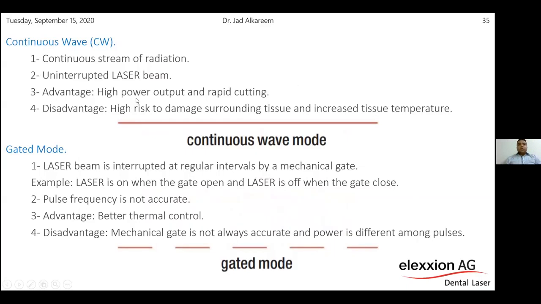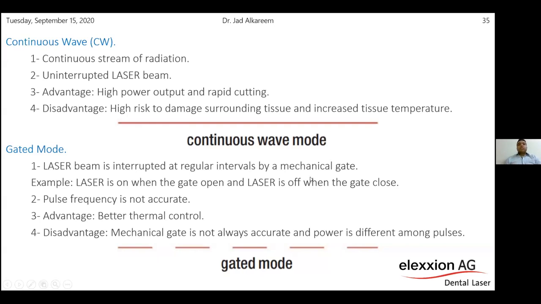The advantage of the continuous wave is that it has a high power output and rapid cutting, but it has a disadvantage: you have a high risk of damaging the surrounding tissue because you have a high increase in the tissue temperature. Then we go to the gated mode.